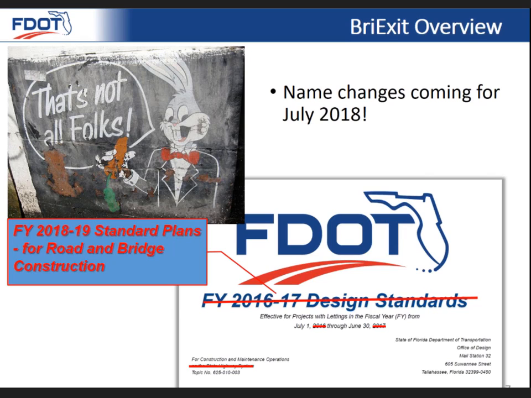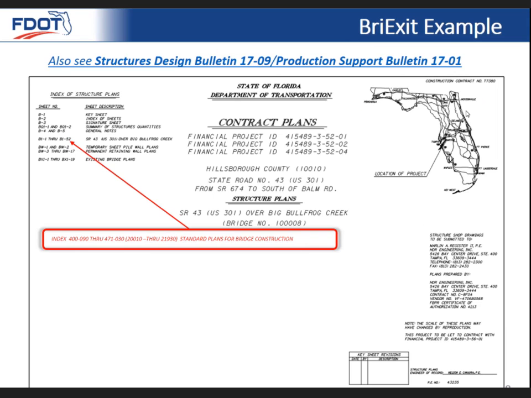So as you know, that's not all. We've got name changes and number changes. So there was a triple whammy this year for you all, but I'm sure you can handle it. We've got an example here of what that means, moving the structures standard plans into a contract set of plans for bridges.